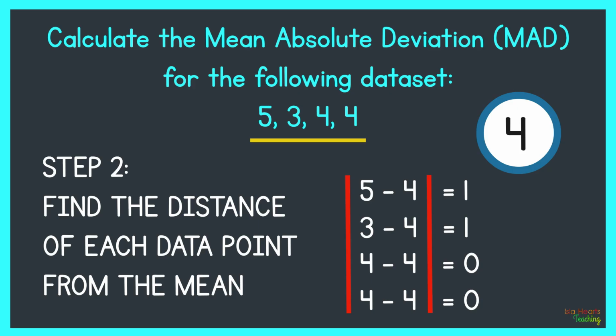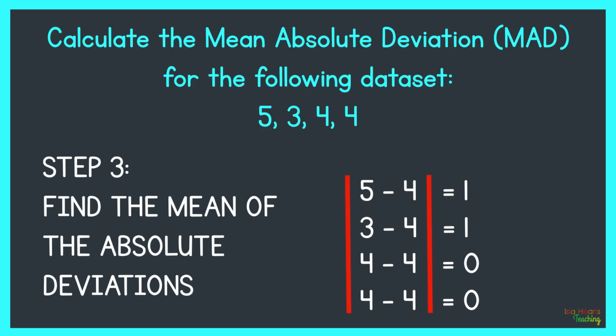These two long vertical lines represent absolute value. We use absolute value to ensure that we are only considering the size of the distances between each data point and the mean, and not whether they are positive or negative. In fact, it is important to note that distances cannot be negative.